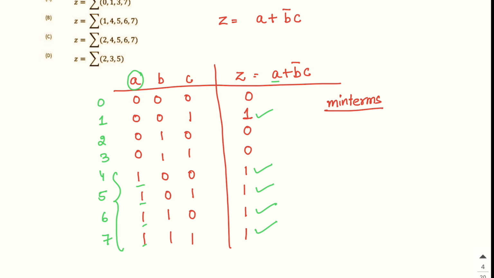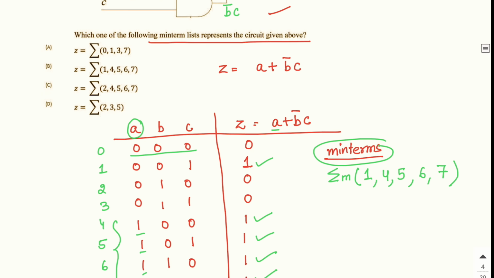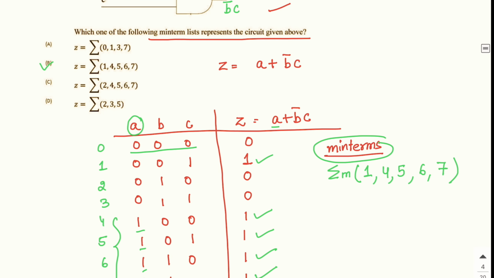So this was my decimal number, and when I converted it to binary, I was getting these equivalents. So hence my min term is actually the summation of all this. I'm going to write down the corresponding decimal digits wherever I have 1 as the output. That is called the min terms. So hence you have 1, then you have 4, 5, 6, and 7. So my answer is 1, 4, 5, 6 and 7, which is B.